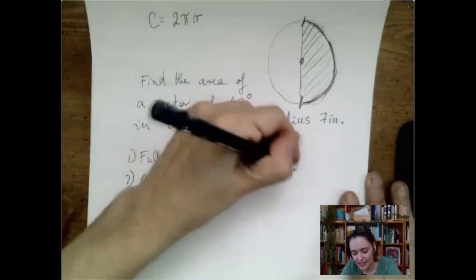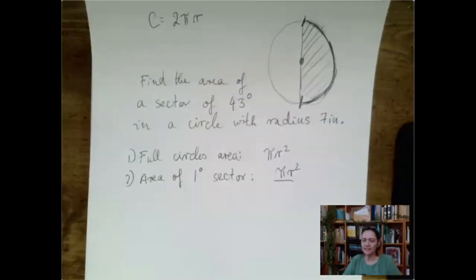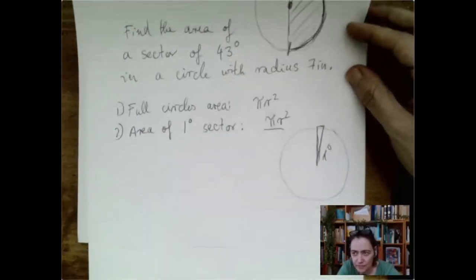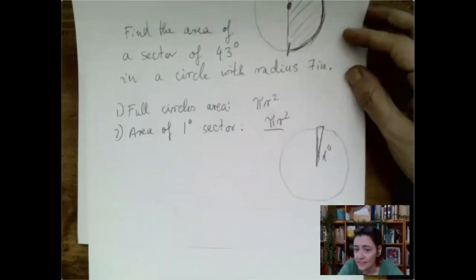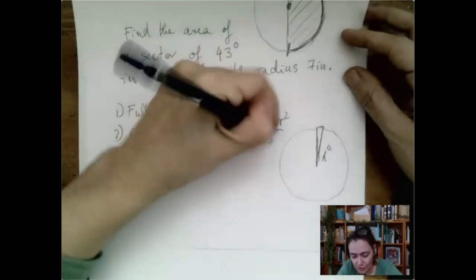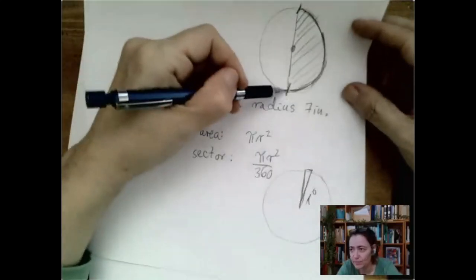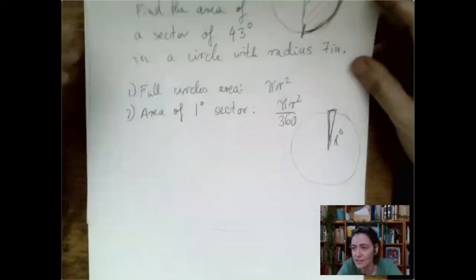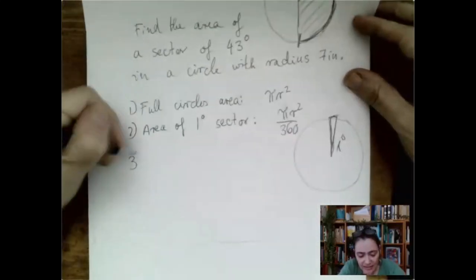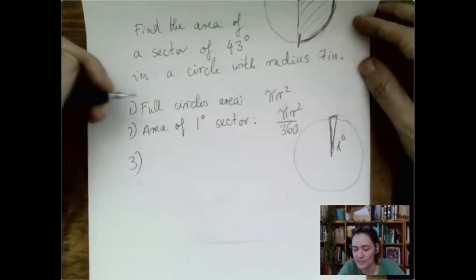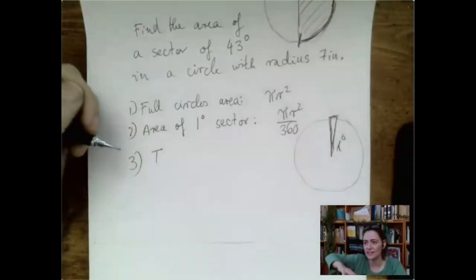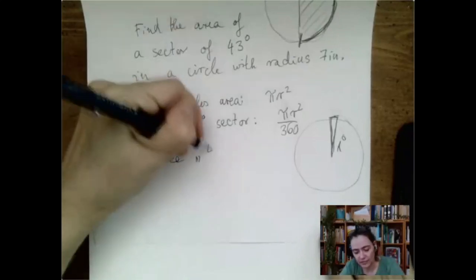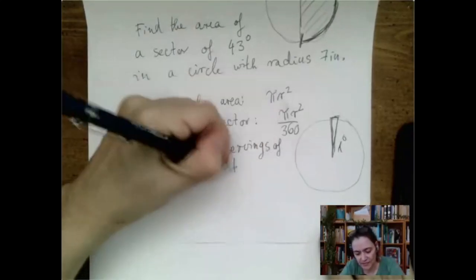Can you make a wild guess how that's going to relate to the full area? 1 degree. Would it be divided by 360? Yeah, it would. If we cut it into 2 parts, then divide by 2. If we cut it into 360 parts, then divide by 360. And now take 43 servings of that pizza. I call it scale it down and scale it back up. So because it's 43 degrees, take 43 servings of this.